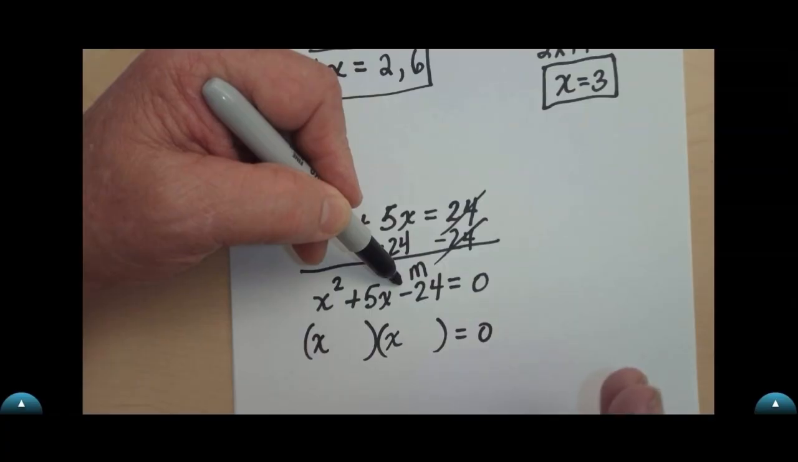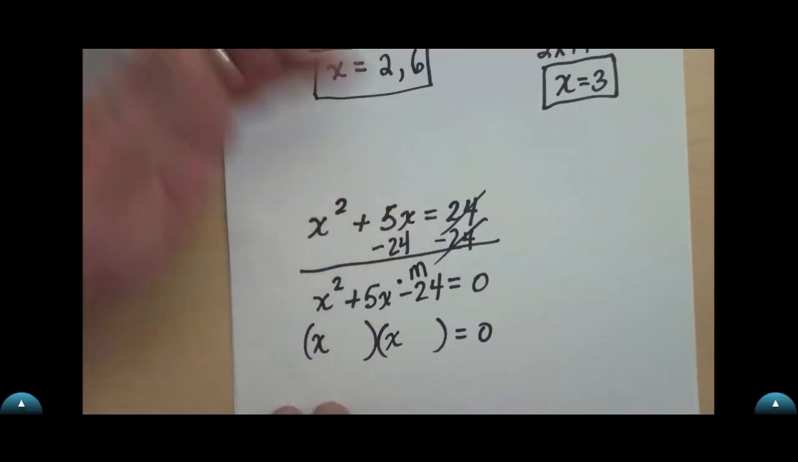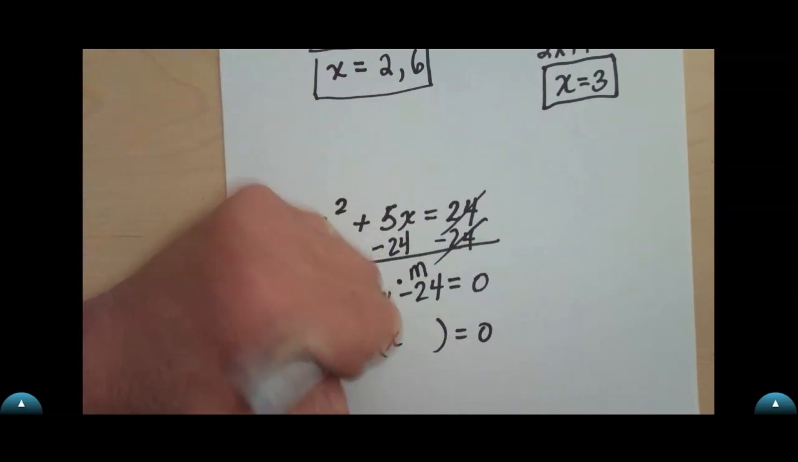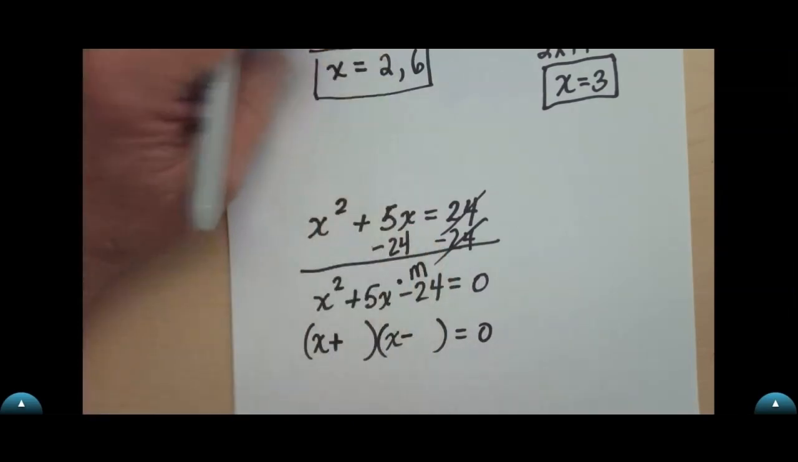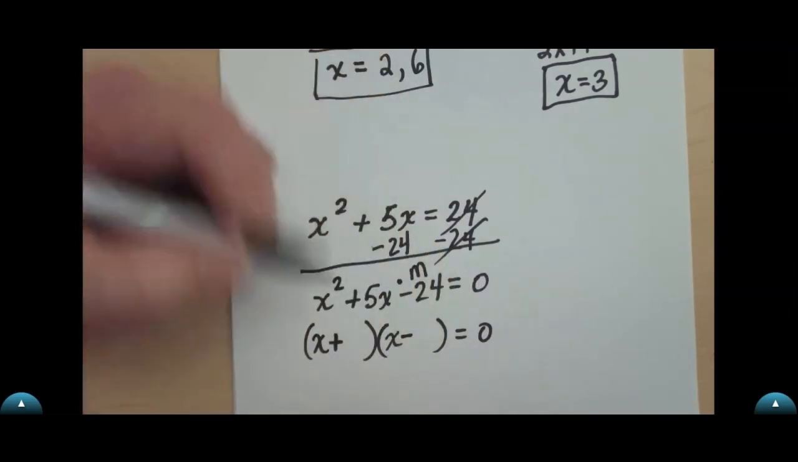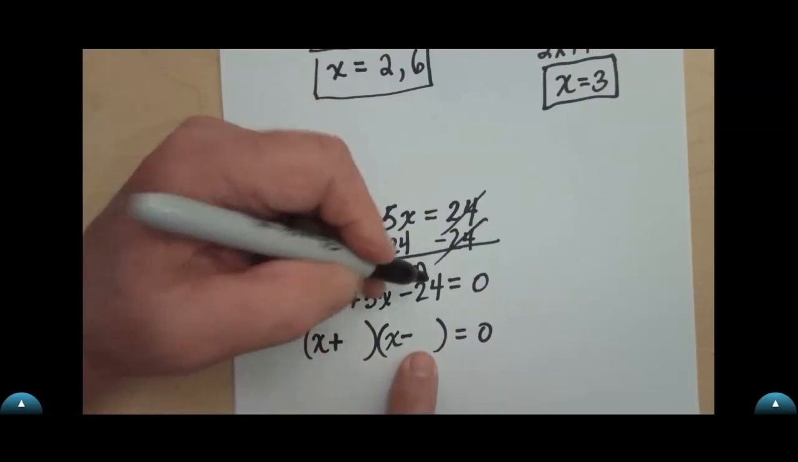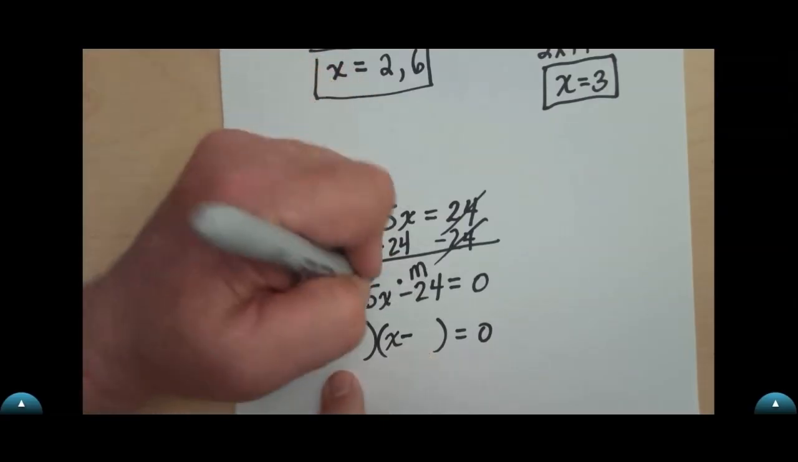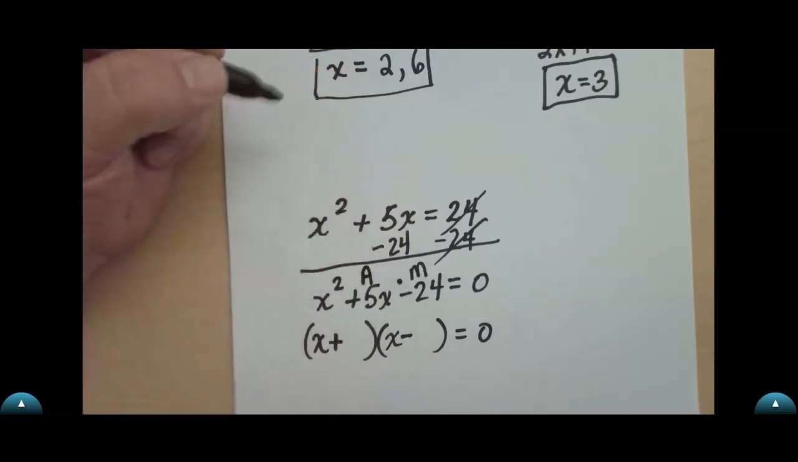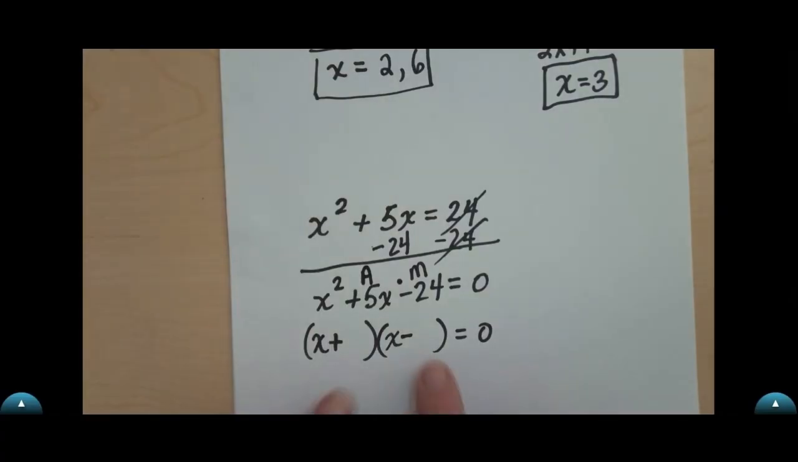The only way to multiply two numbers and get a negative is if the two numbers have opposite signs. So one number's positive, the other's negative. Now, here's the thing you have to remember on problems like this one. These same two numbers that multiply to be negative 24 have to add to be positive 5. But when we add these, we're going to be adding two numbers that have opposite signs. But when you add numbers with opposite signs, what do you really do?